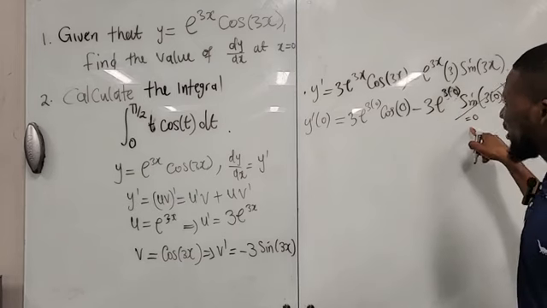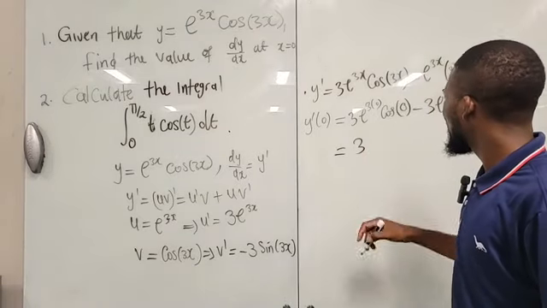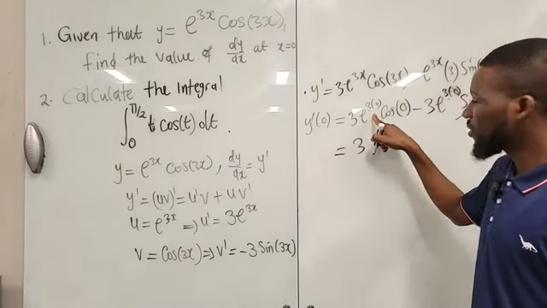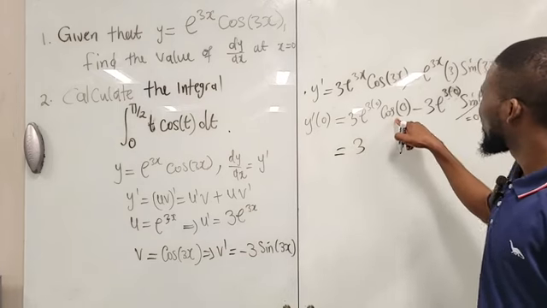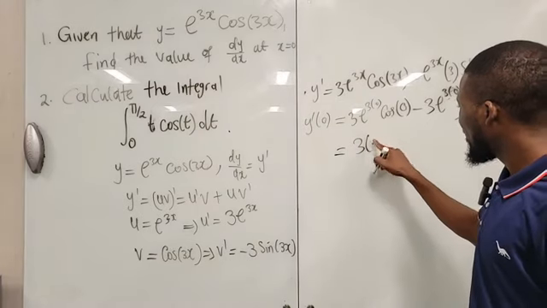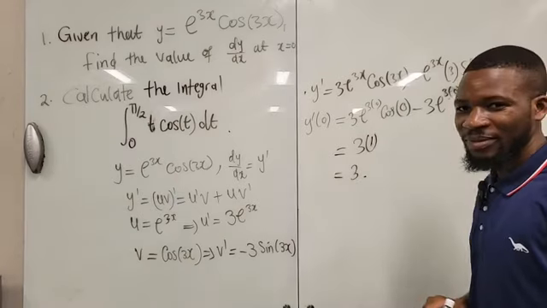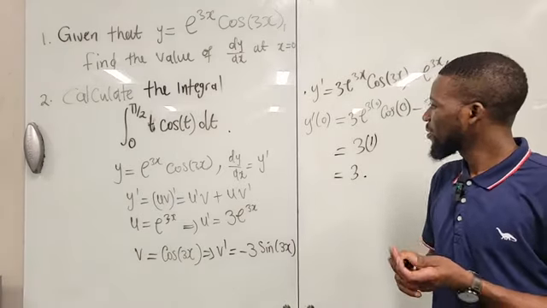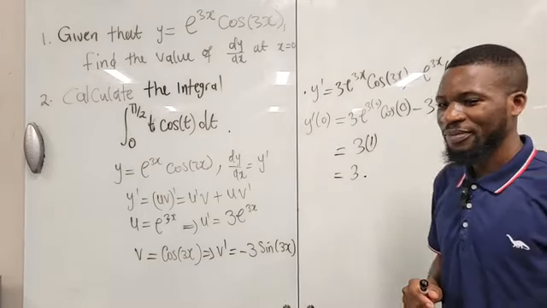So everything here gives us 0. And this will be equal to 3. The exponential function evaluated at 0 is 1, and cosine evaluated at 0 is 1. So this is multiplied by 1, so everything will be 3. Okay, so that is how we compute the derivative.